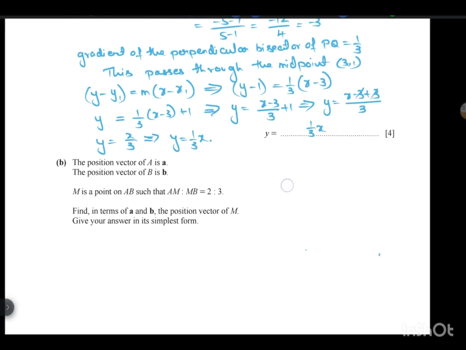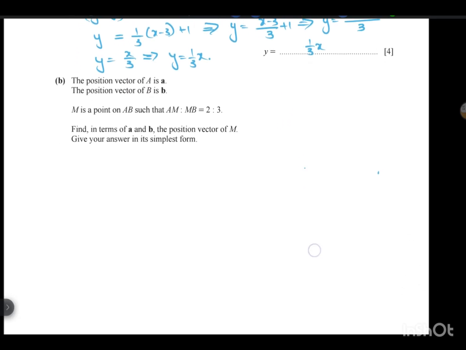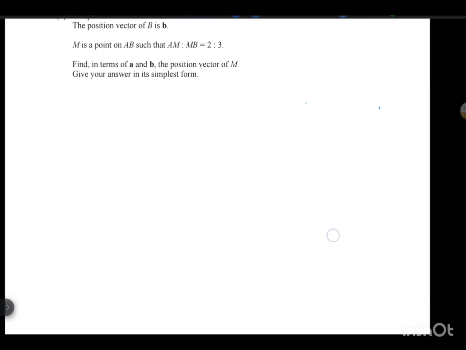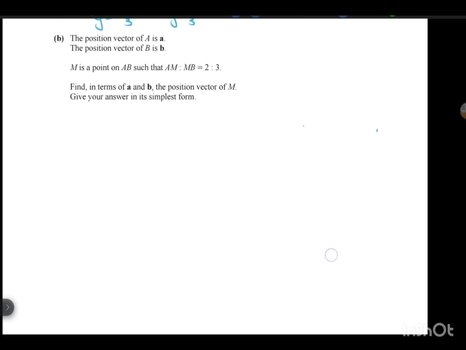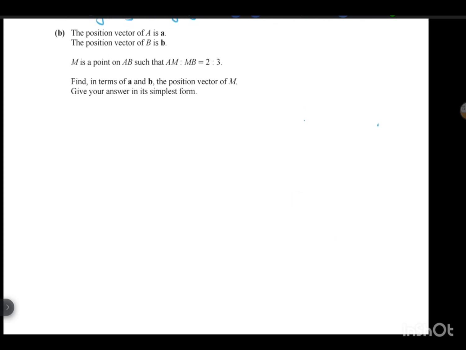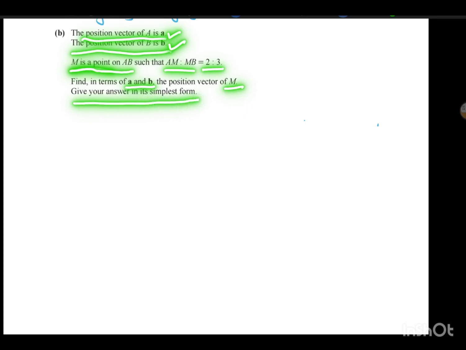Question number B. The position vector of A is small a, the position vector of B is small b. Small a and small b are the vectors given here. M is a point on AB such that AM is to MB is 2 is to 3. Find, in terms of a and b, the position vector of M. Give your answer in its simplest form.